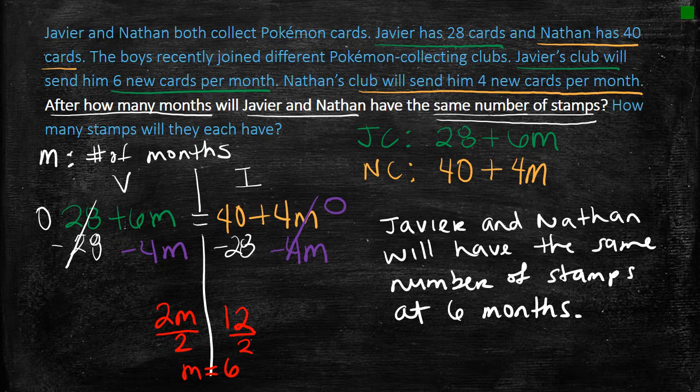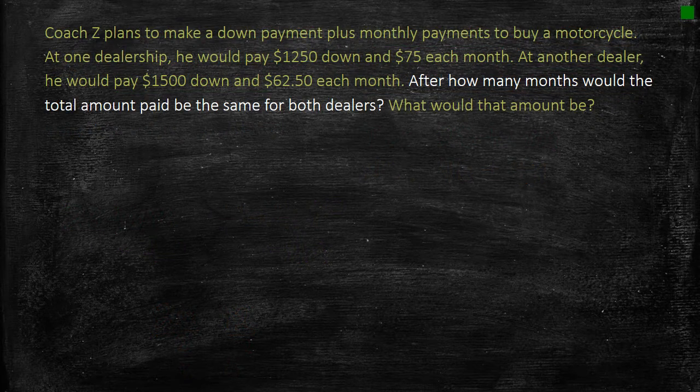And that's it. Now let's try another problem. Coach Z plans to make a down payment plus monthly payments to buy a motorcycle. At one dealership, he would pay $1,250 down and $75 each month. At another dealer, he would pay $1,500 down and $62.50 each month. After how many months would the total amount paid be the same for both dealers? What would that amount be?